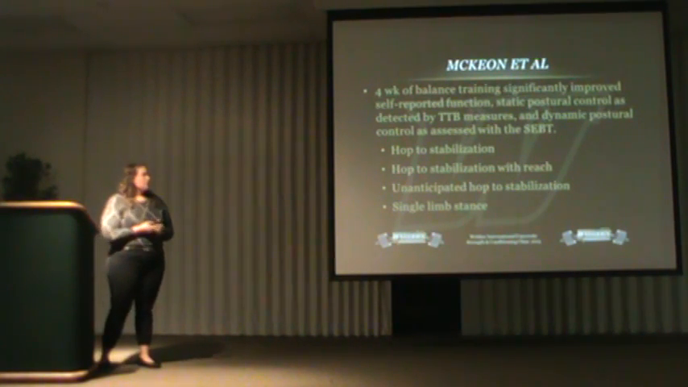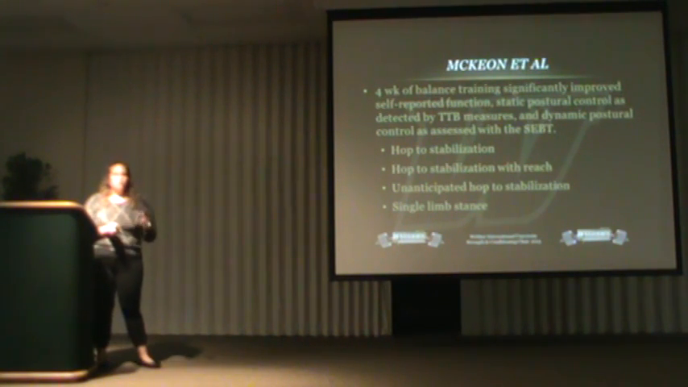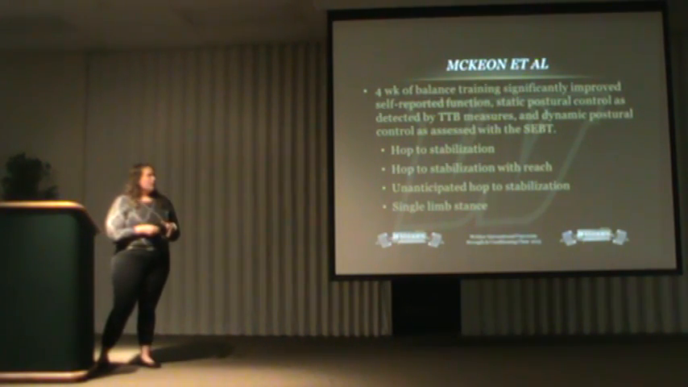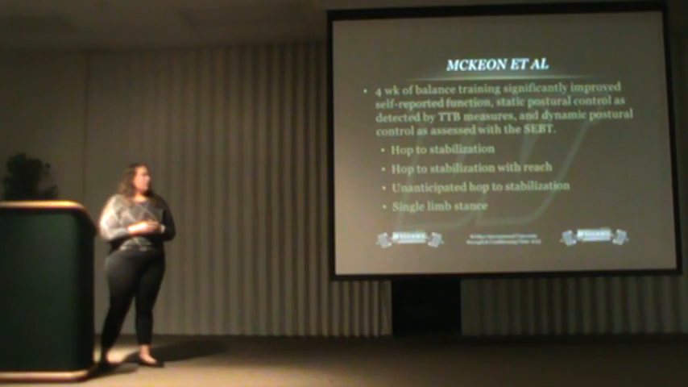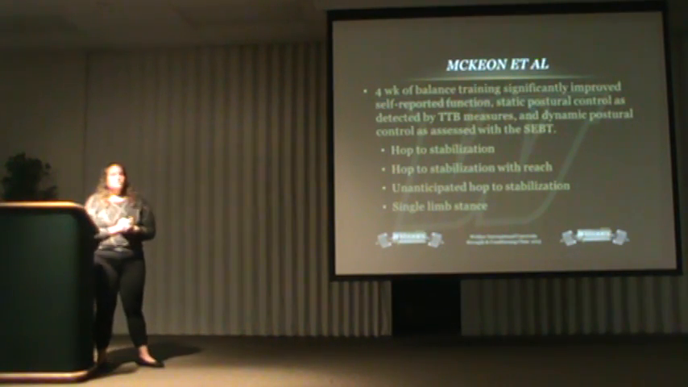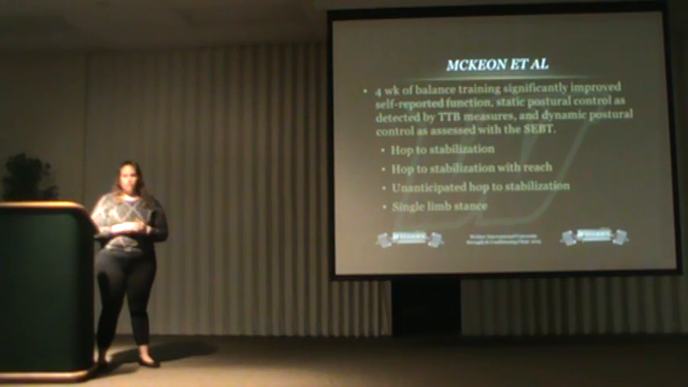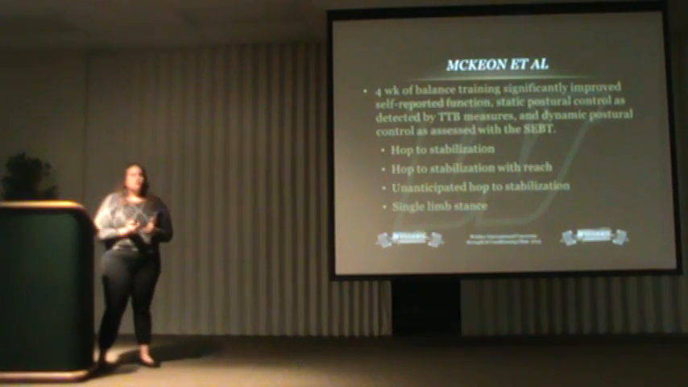Okay, and these were the exercises that they did. So they did a hop to stabilization, which would be just hopping from one point to another and stabilizing, and then hopping back. And then a hop to stabilization with reach would be hopping and then reaching back with your opposite foot. And then you have an unanticipated hop to stabilization, which is more like a dot drill. So you have dots on the floor that have numbers on them, and you say, okay, hop to number 5, hop to number 3, and they hop as fast as they can. And then a single limb balance progression.